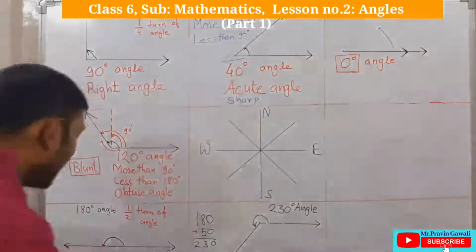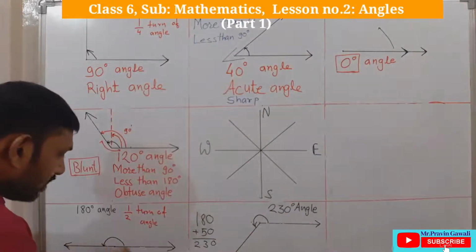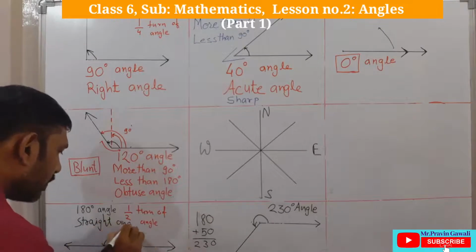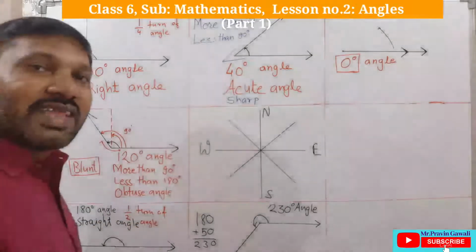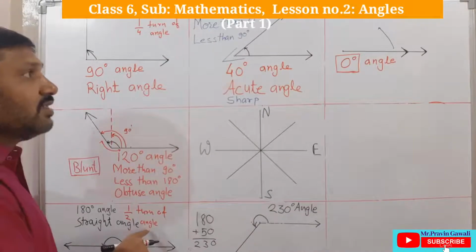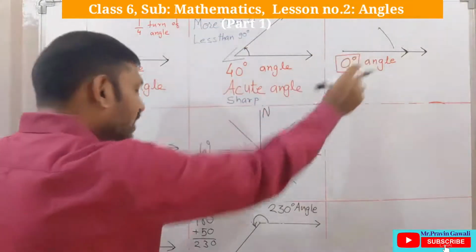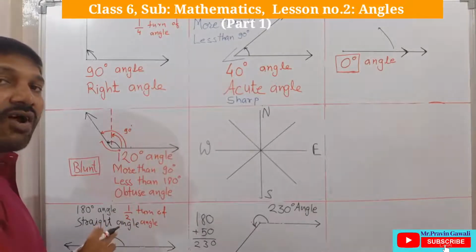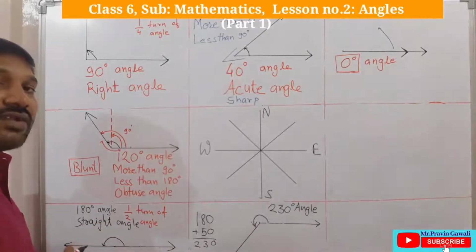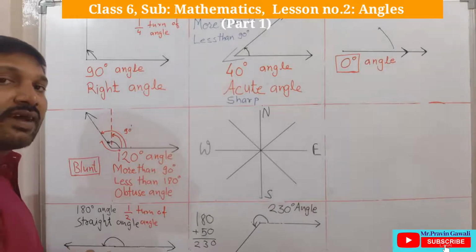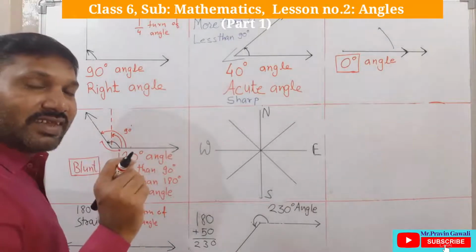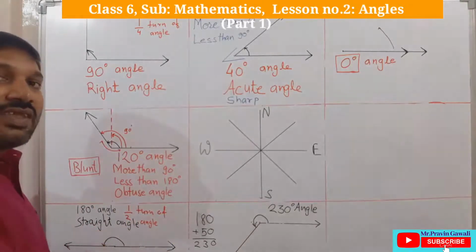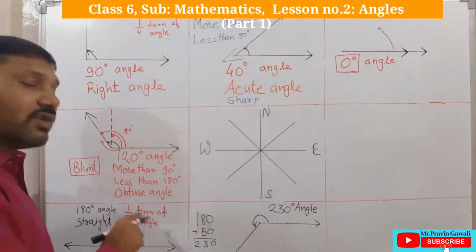It is called a straight angle because here we see the straight line. Okay, student, and one more important thing I would like to tell you: here this hand or stick completes half a turn. This is called a half turn of angle. A complete turn of angle measures 360 degree, and half of 360 degree is 180 degree. So here it completes half a turn of angle.